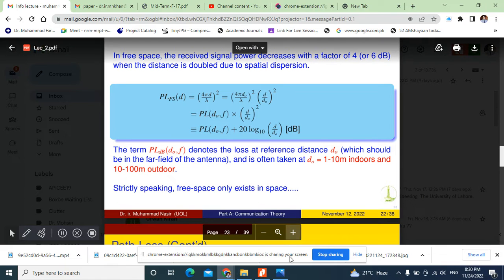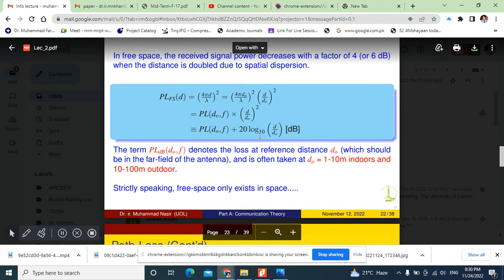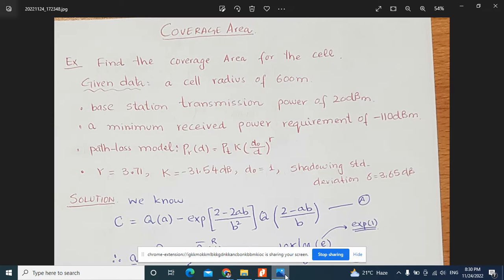But in this example, the path loss model is PR(d) = PT K (d0/d)^gamma. In our class, the path loss model was different: PL(d0, f) plus 20 log d upon d naught. So you don't need to confuse this path loss model with this example. For this particular example, the path loss model is given with this equation, so you have to use this equation to calculate the coverage area.